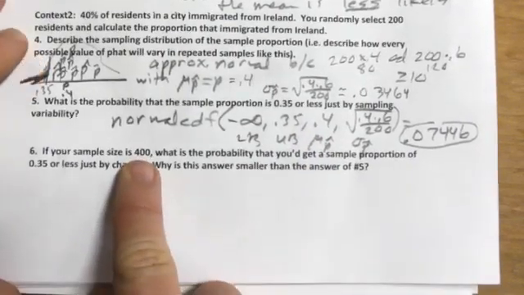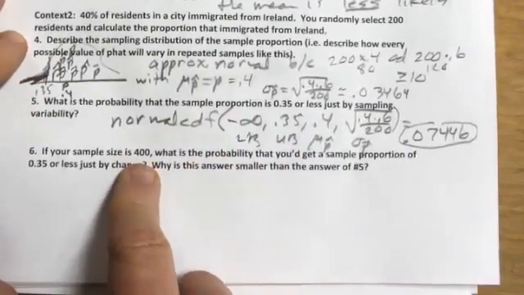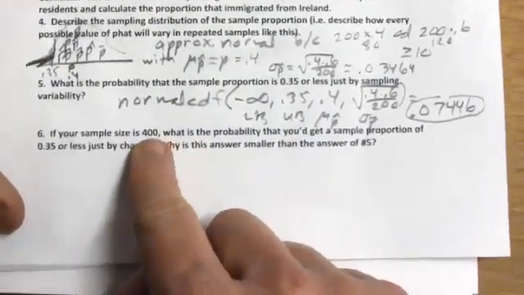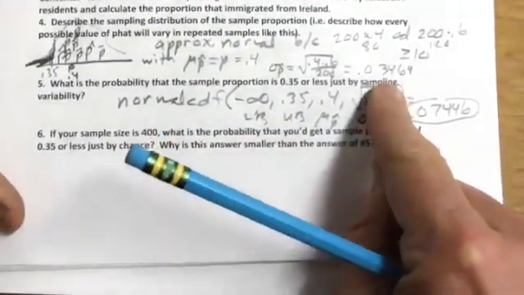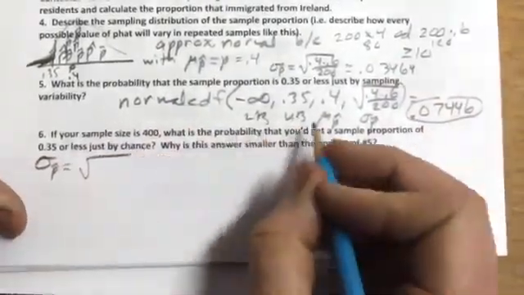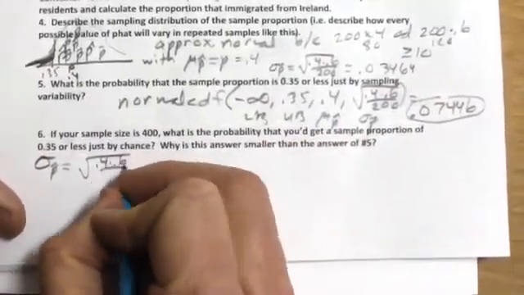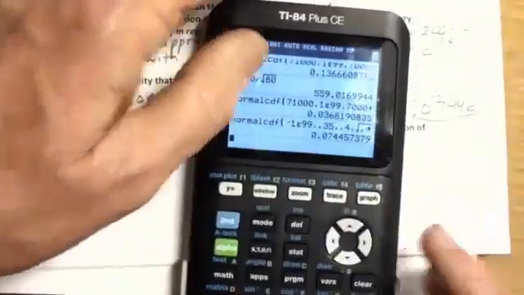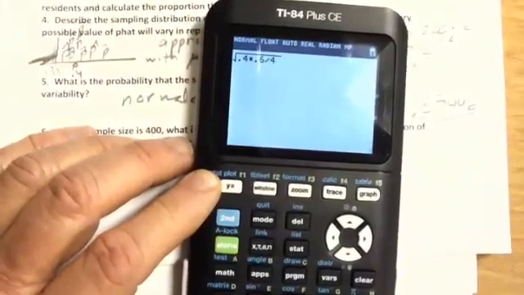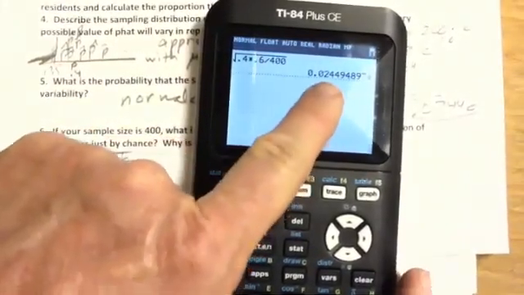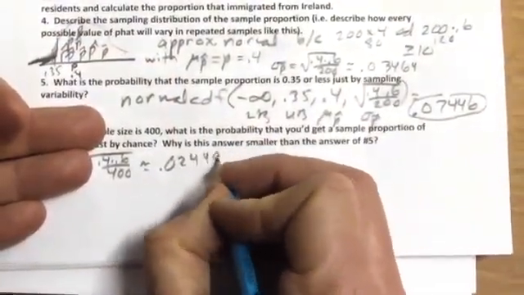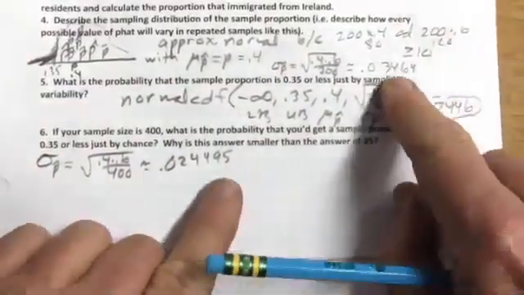But what happens when we increase our sample size from 200 to 400? We've doubled our sample size. What's the probability now? Once again, it's going to make your standard deviation smaller. Our standard deviation was this 0.034 something, but now the sigma of the p-hats is going to be the square root of 0.4 times 0.6 over 400. Well, let's see what that is. So we'll say 0.4 times 0.6 divided by 400. Now it's about 0.024495.